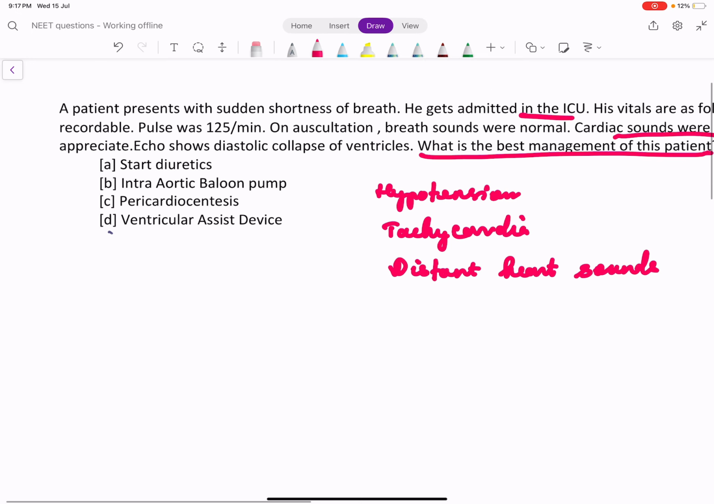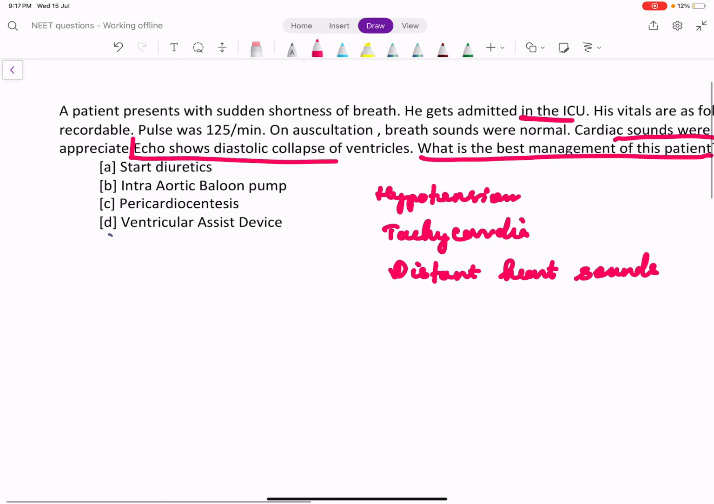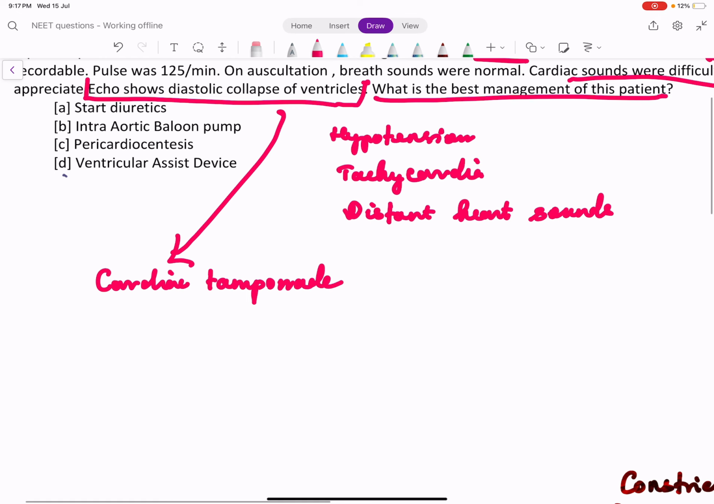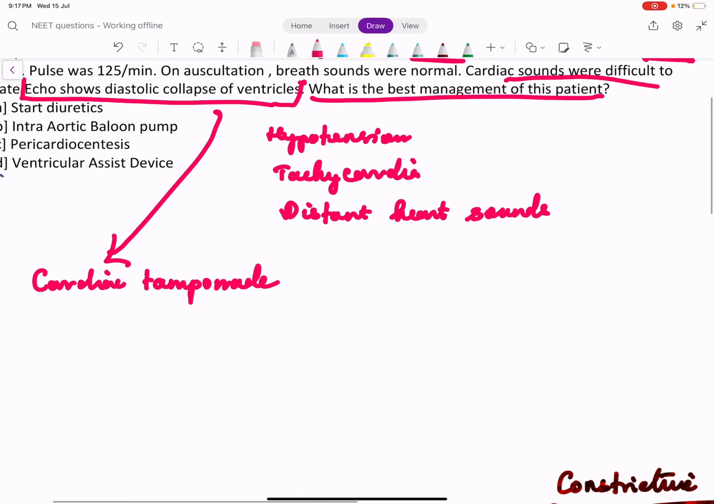Okay, and they are given a very straightforward clue. Echo shows diastolic collapse of ventricle. Remember, only one condition causes diastolic collapse of ventricle, which is cardiac tamponade. Cardiac tamponade is sudden accumulation of fluid or blood around the pericardial cavity, which compresses upon the ventricles. So ventricles don't get filled, so there will not be any pumping of blood.